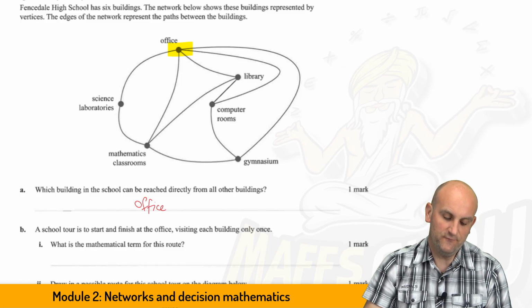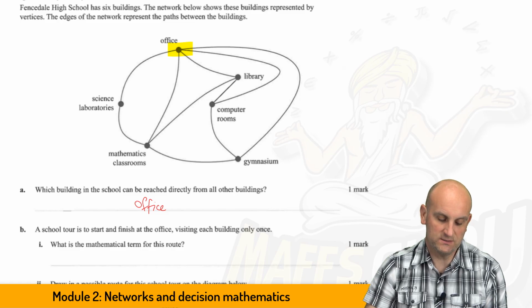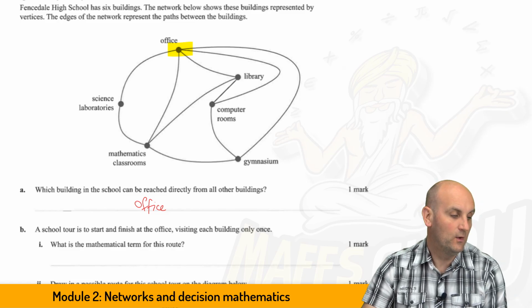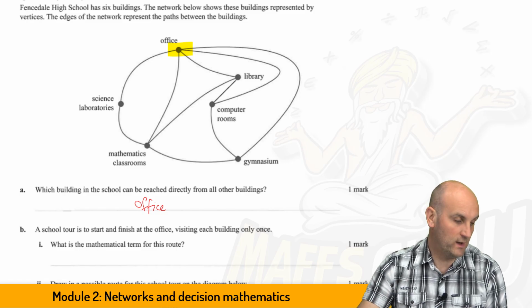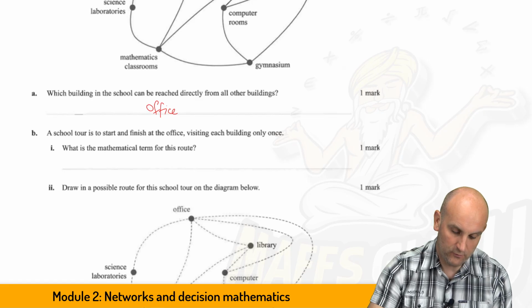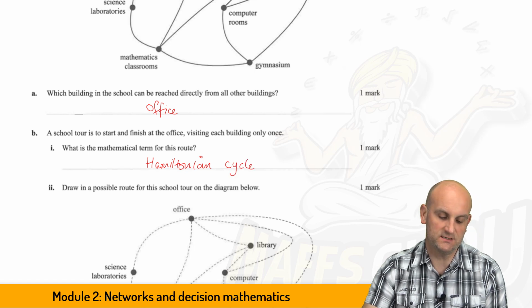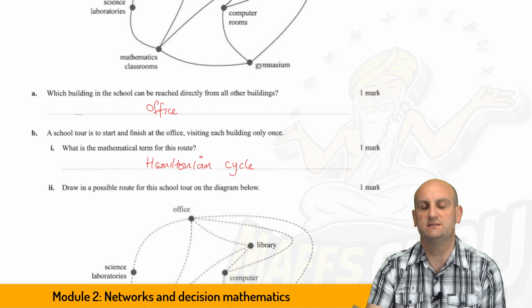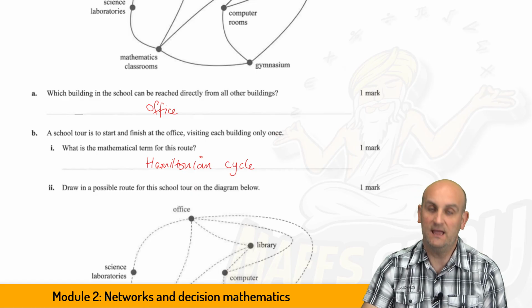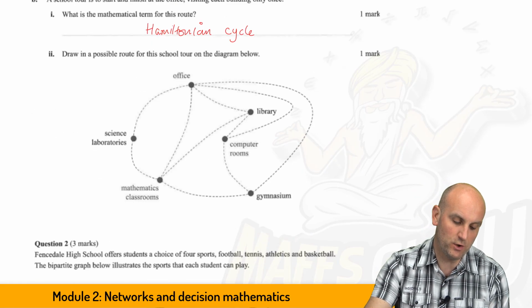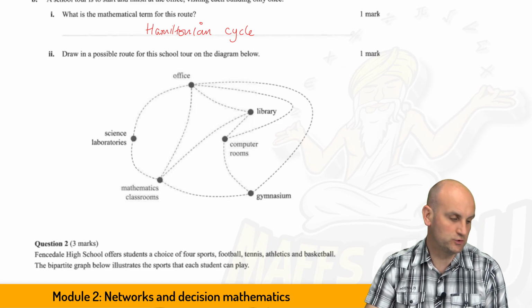A school tour is to start and finish at the office, visiting each building only once. What is the mathematical term for this? Well, if you're actually going to go around it and visit each building only once, then it is called a Hamiltonian. But in this situation, it's actually going to be a cycle. Why is it going to be a cycle? Because you've got to start and finish at the office. It's got to start and finish at the same point and visit all the other buildings. That's a Hamiltonian cycle. Draw in a possible route for the school tour on the diagram.